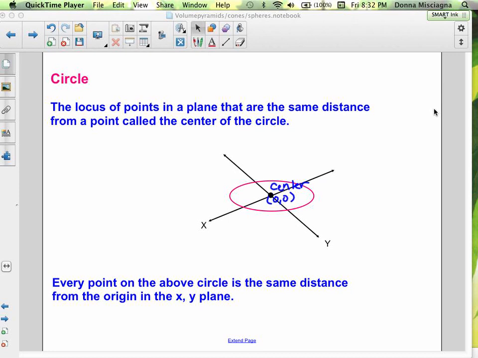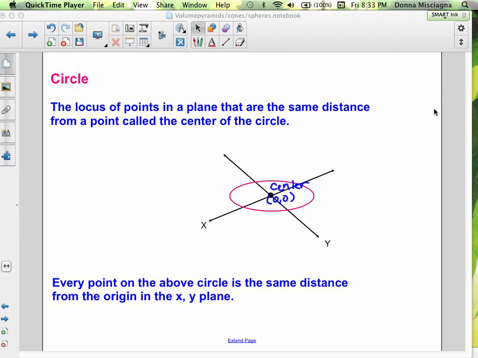We would graph a center point and then to graph our circle, we would draw our radius in 4 different directions, and they would all be all those points with the exact same distance from that center point. So every point on the above circle is the same distance, in this case from the origin, because our center happens to be the origin, in the xy plane. So this is a 2-dimensional plane.